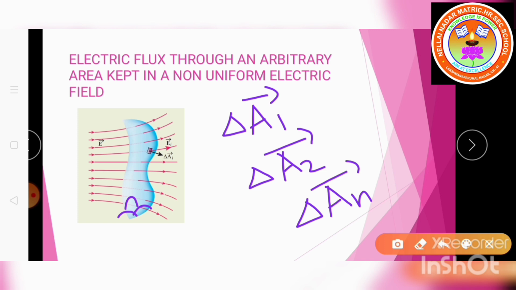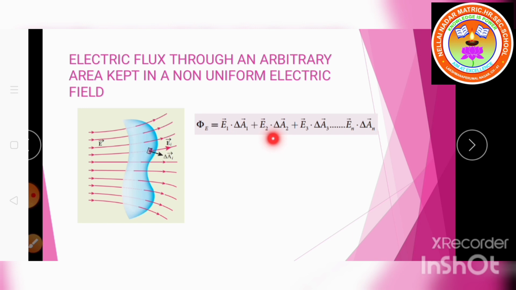So the electric field over such an area element is also taken as a uniform electric field. Understand, children? So the electric flux for the entire area A we can write as Φ equals, listen, what is the formula for flux? E vector dot A vector. So for the first element, E1 vector dot ΔA1 vector, second element E2 vector dot ΔA2 vector, third element E3 vector dot ΔA3 vector, and the last En vector dot ΔAn vector.